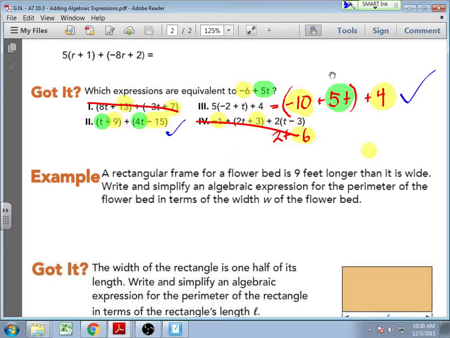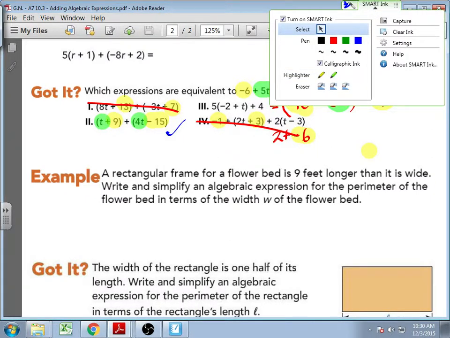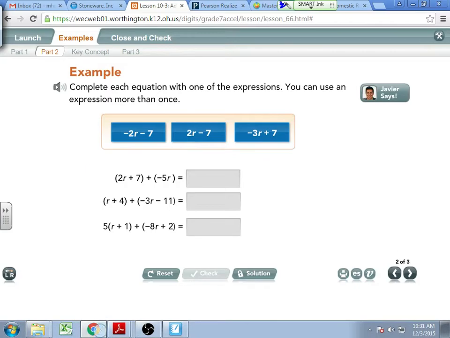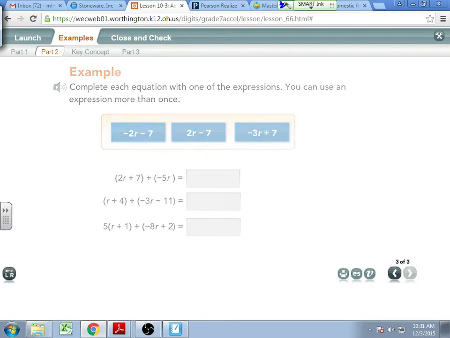Try this next example on your own for a second. I want to see who can reason through what it actually means when we say that the length is 9 feet longer than the width. And then we want to solve for perimeter. So give that a shot.